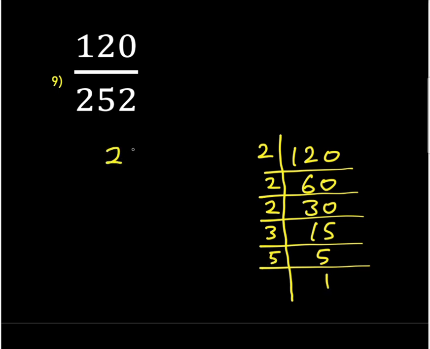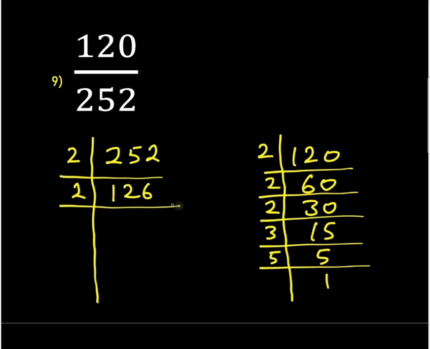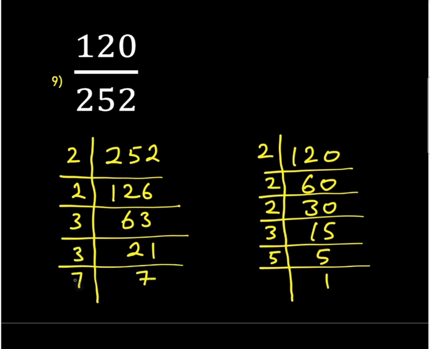And also we can factor 252 into prime numbers. 252 divided by 2, we get 126. Divide by 2, we get 63. 63 divided by 3, we get 21. 21 divided by 3, we get 7. 7 divided by 7, we get 1.